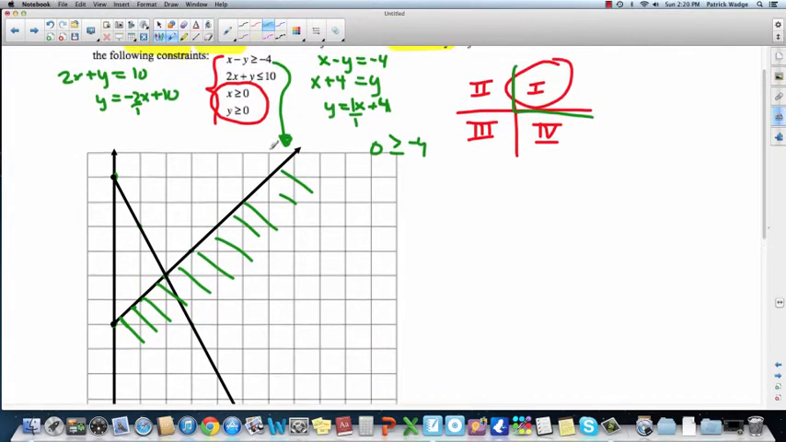Okay, if we look at the other one, I'll change colors. If I look at the other one, and if I put 0, 0 in here, I get 0 plus 0 is less than or equal to 10.